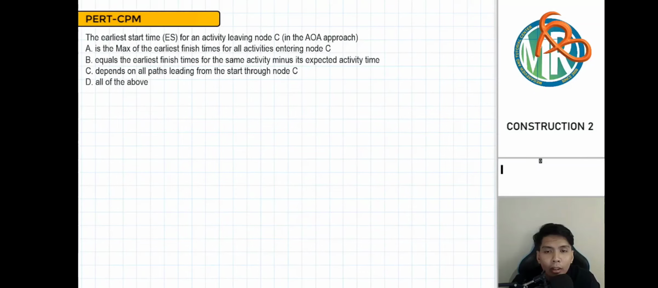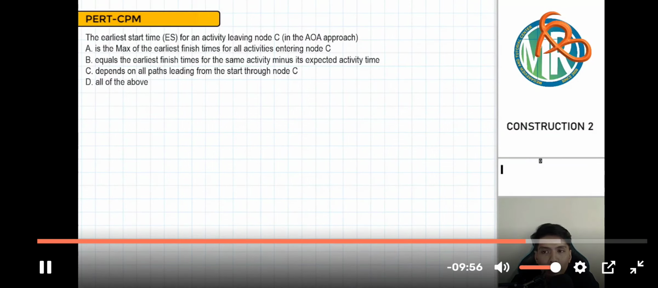The early start time for an activity leaving node C in activity on arrow approach is letter A, the maximum of the earliest finish time for all activities entering node C.